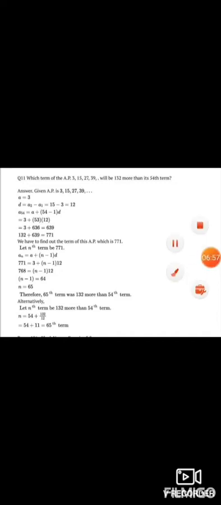Now 3 will come to the left side and it becomes 768 is equal to (n minus 1) times 12. N minus 1 is equal to 64. N is equal to 65. So the 65th term will be 132 more than the 54th term. It means if we add 132 to the 54th term, then it becomes the 65th term.